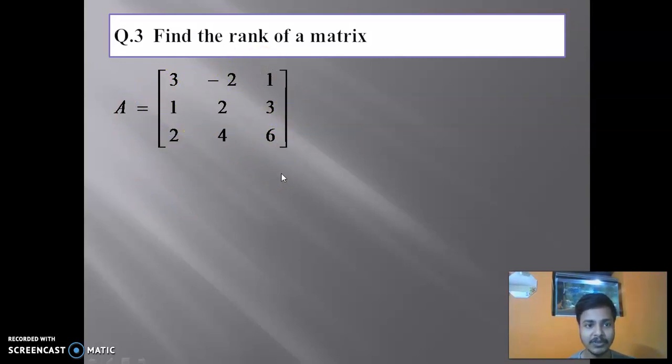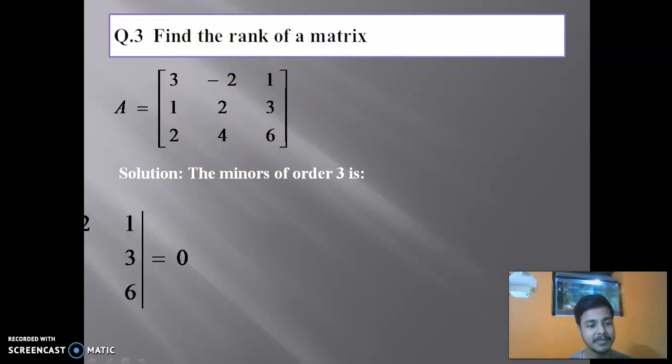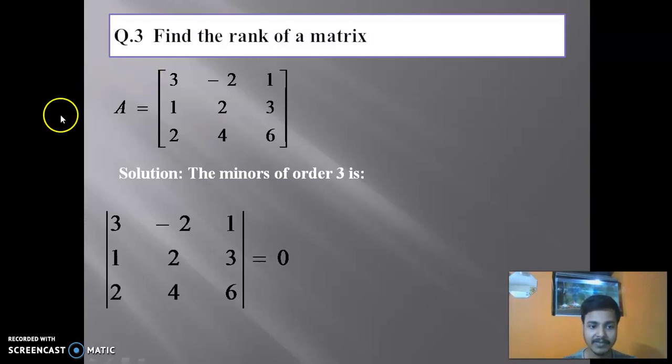So what do we have to do? Look at the order. Order is 3 by 3. Now what do you have to find out? You have to find out the minor. For this 3 by 3 matrix, the minor of highest order, the minor of order 3, will be there because the matrix is 3 by 3. So let us find the minor of order 3. A minor of order 3 is nothing but the determinant of this matrix. So what is the determinant? Determinant is 0. We have taken a minor of order 3 and its value is 0.